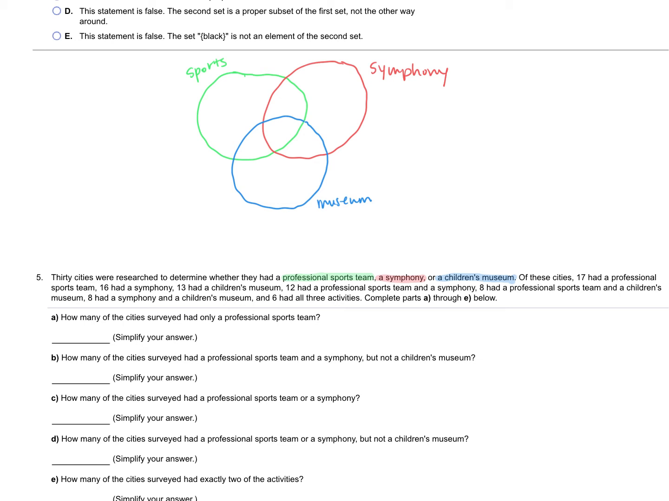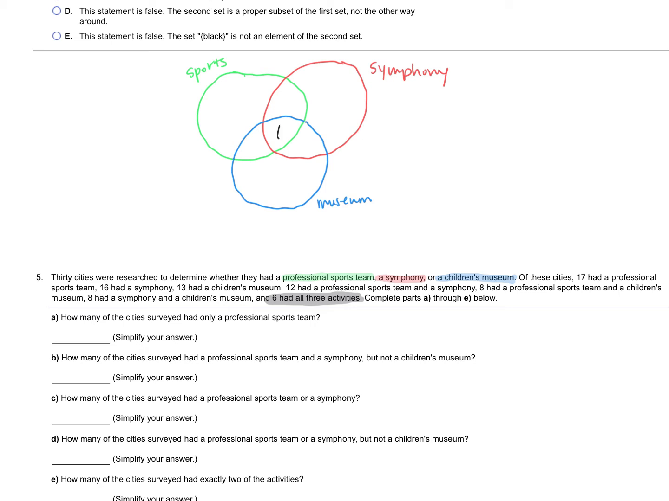So I'm going to put the numbers where appropriate. In this case, it gives you for each thing, for the pairs and for the triple. So this is what you're looking for first. If it gives you how many had all three, you always want to start in the innermost part, like the triple intersection, and then work your way out. That is the easiest. If they don't give you that information, you're going to have to piece it together, and it's a little bit more difficult or challenging. But this one, they give you that, so that's nice. So 6 had all three.